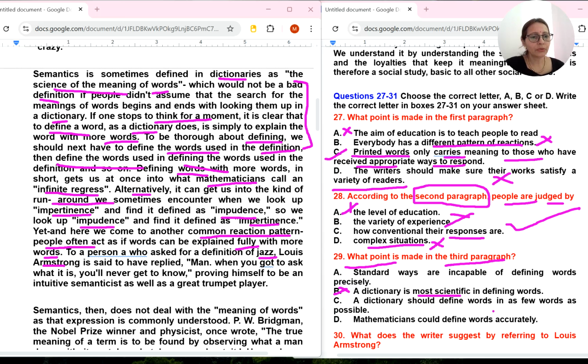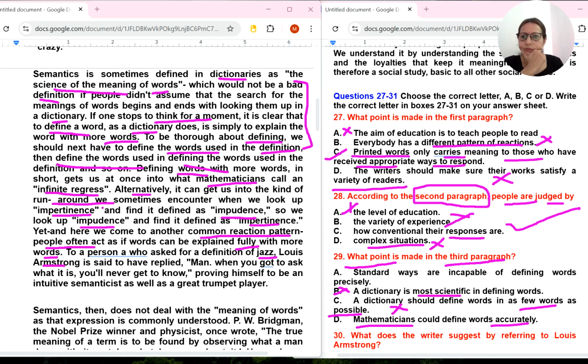A dictionary should define words in as few words as possible. This is also not explained like that. Mathematician: the word was there. Could define words accurately? Let's read it. Defining words with more words, in short, gets us at once into what mathematicians call an infinite regress. Alternatively, it can get us into the kind of run-around. So, mathematicians could define words accurately?